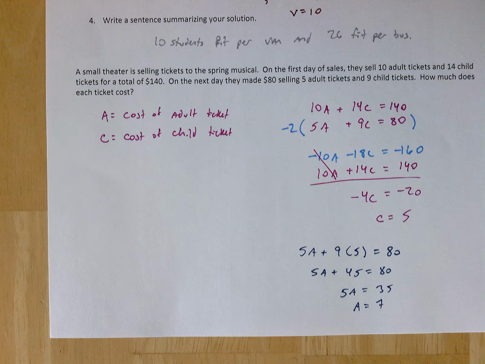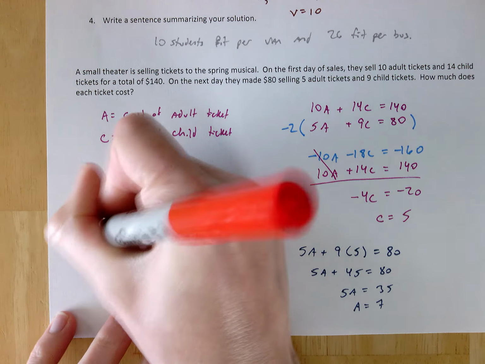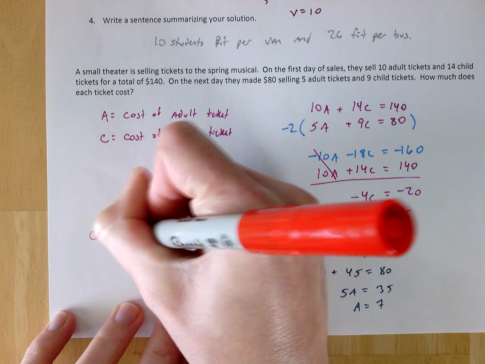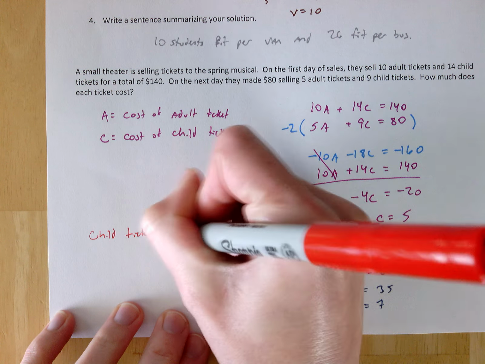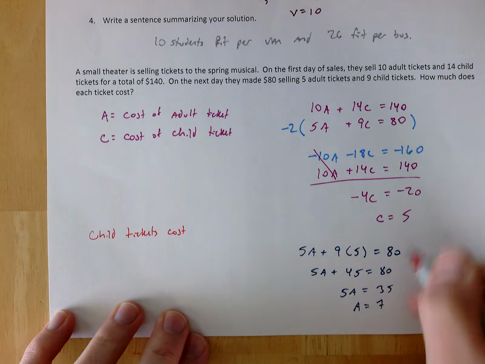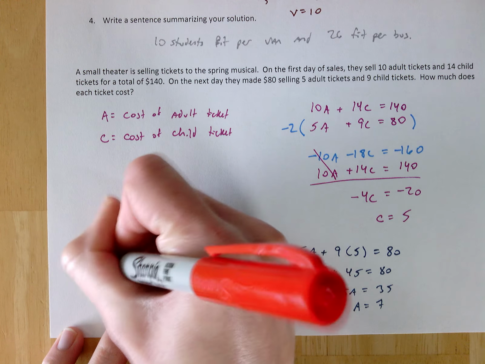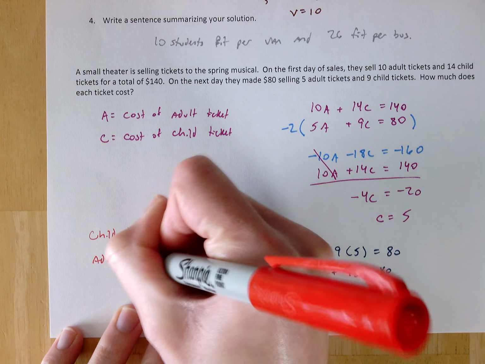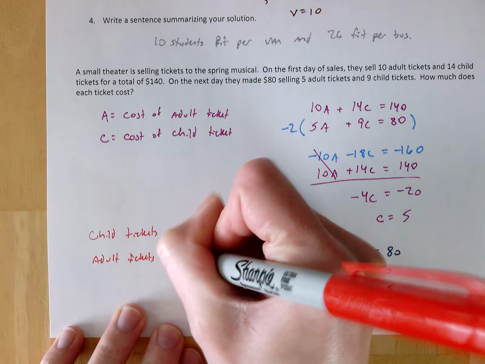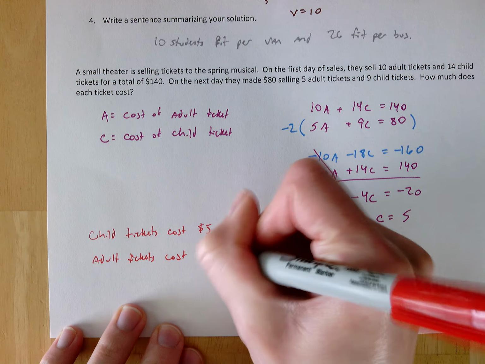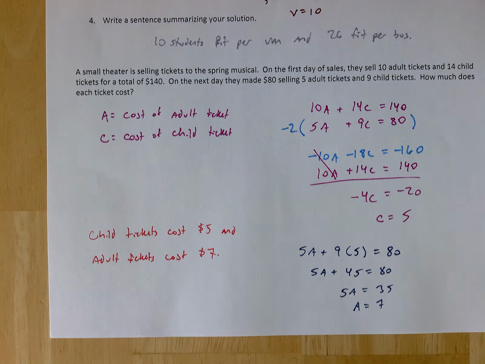All right, so then the last thing that I need to do is just go ahead and write a sentence summarizing my answers. So, child tickets cost $5, and adult tickets cost $7. And that's it. That's the end of our problem.